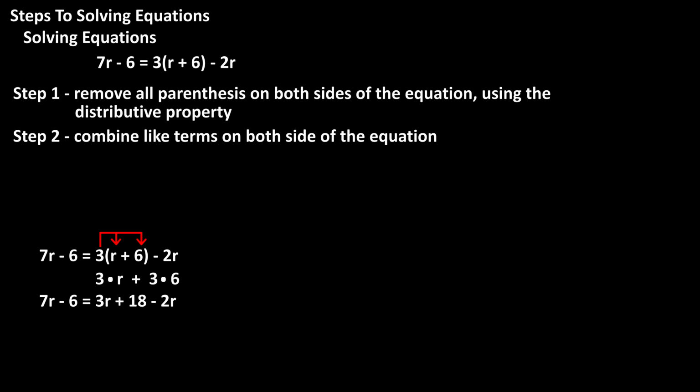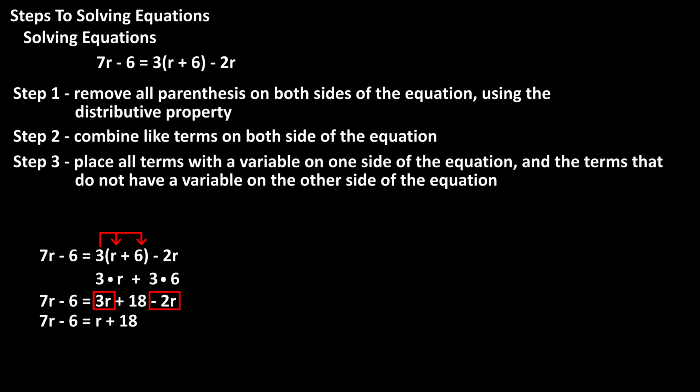Step 2 is to combine like terms on both sides of the equation. Like terms are terms with the same variables. In our equation, on the right side, we have the like terms of 3r and negative 2r. So we can combine them, which gives us 1r, or just r. And now our equation is 7r minus 6 equals r plus 18.